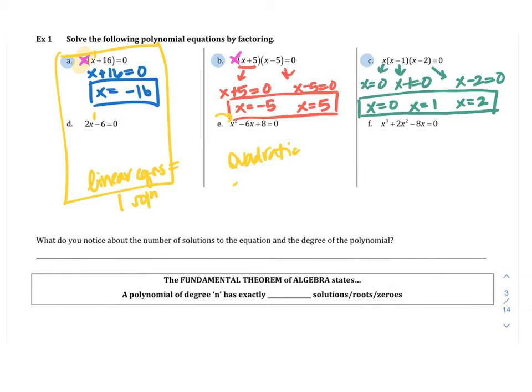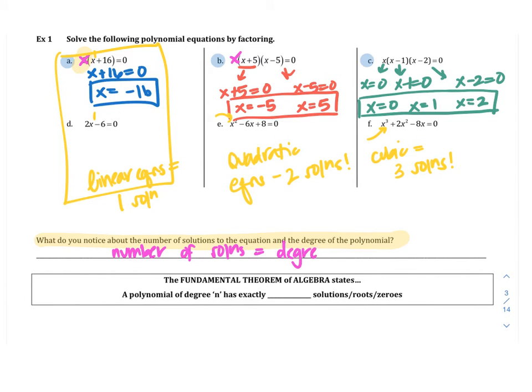Quadratic equations have 2 solutions. And notice cubic equations, you've probably figured this out, have 3 solutions, okay? And so what do you notice about the number of solutions to the equation, and the degree of the polynomial? And the big idea is that the number of solutions equals the degree of the polynomial.